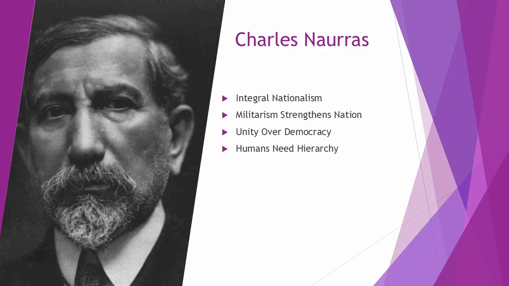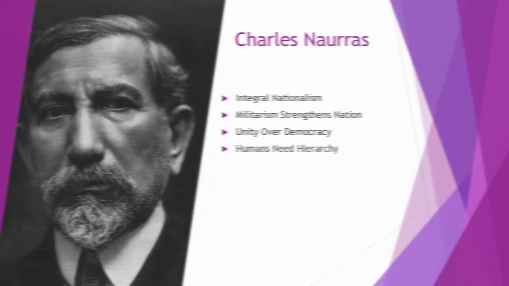Maurras's view on human nature states that humans require order and hierarchy to flourish. Maurras's view on the economy states that economic policy should strengthen national power and social unity. Maurras's view on society states that society should be strictly ordered to maintain national cohesion. Maurras's view on the state states that the state should be authoritarian to protect national identity.